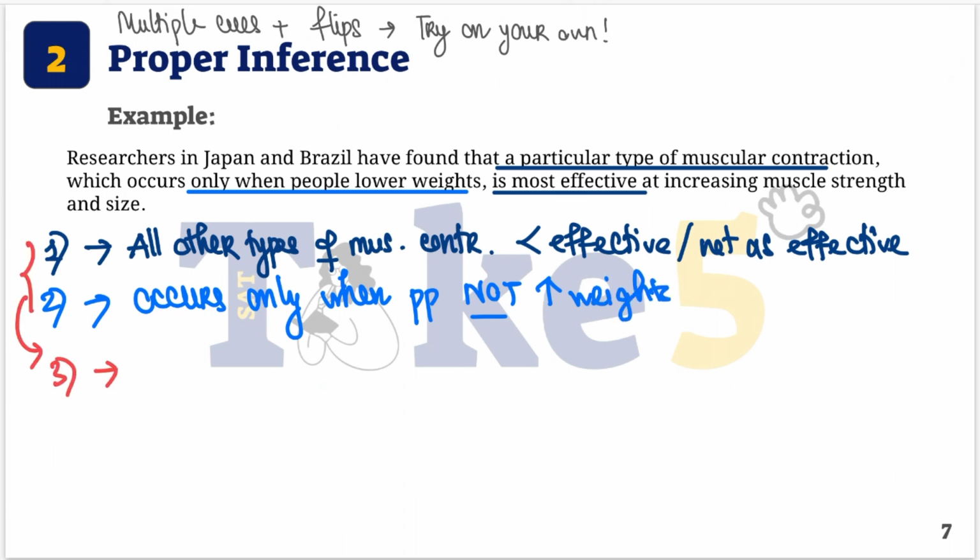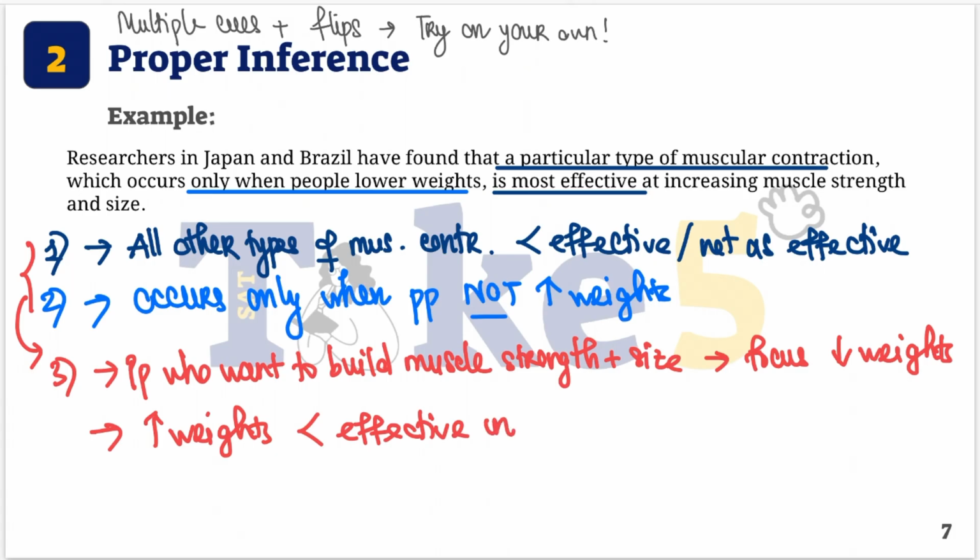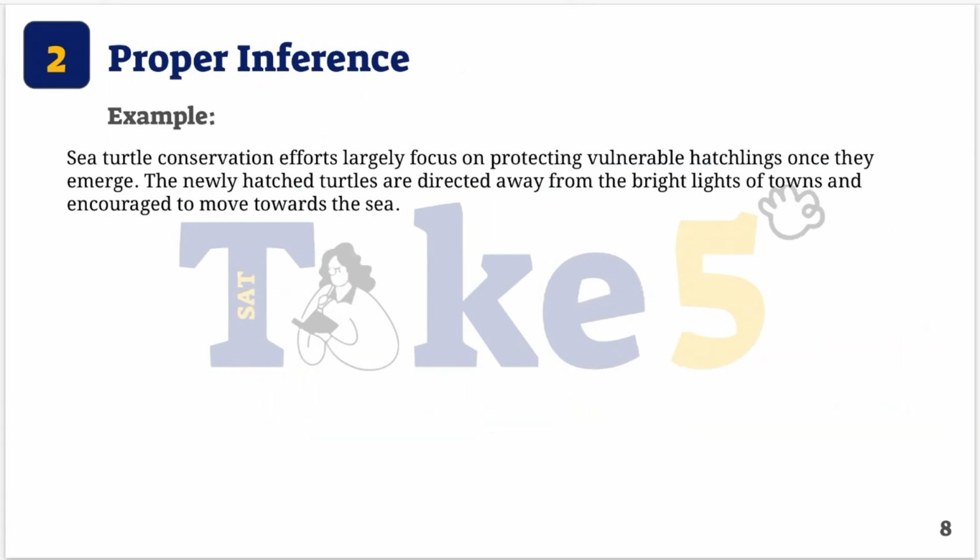If we put those two statements together, we can logically conclude that people who want to build muscle strength and size should focus on exercises that involve lowering weight as well, or that raising weight is a less effective way of building muscle strength and size than lowering weight is. So for this example, we want to show you how easy it can be to make an extreme leap and hence a wrong inference, something that goes from a must-be-true logical conclusion to may be true because of strong assumptions.